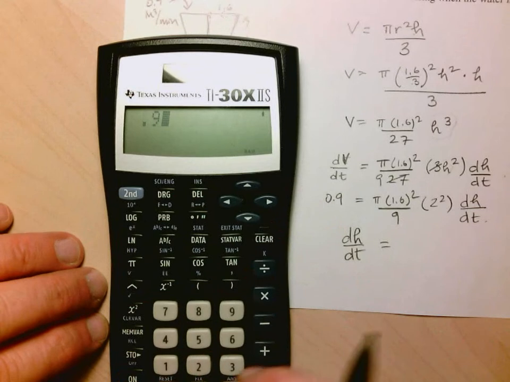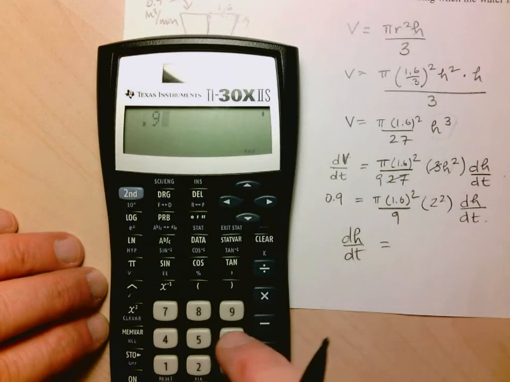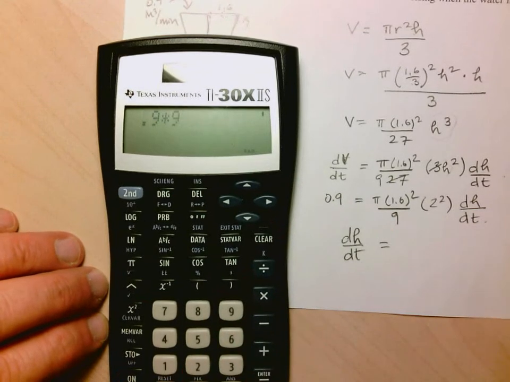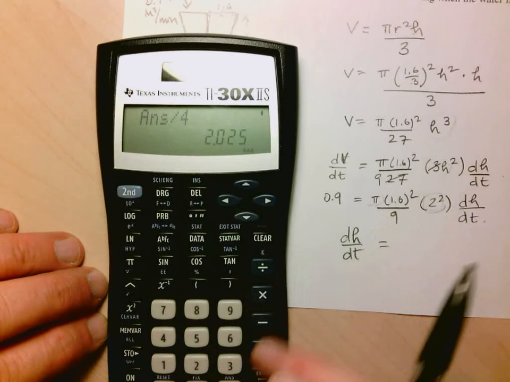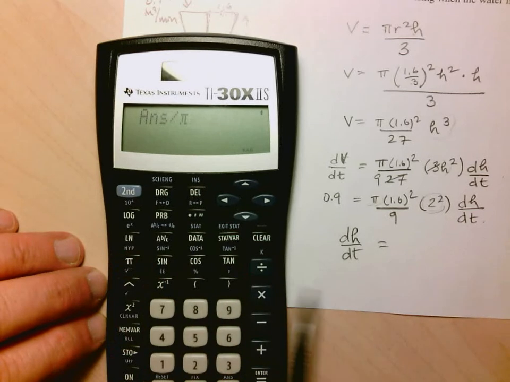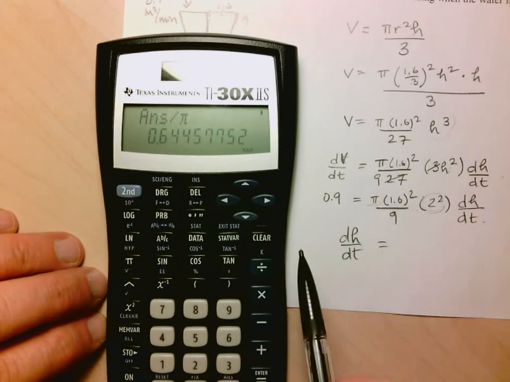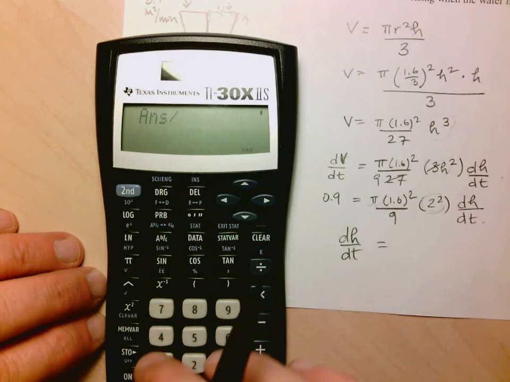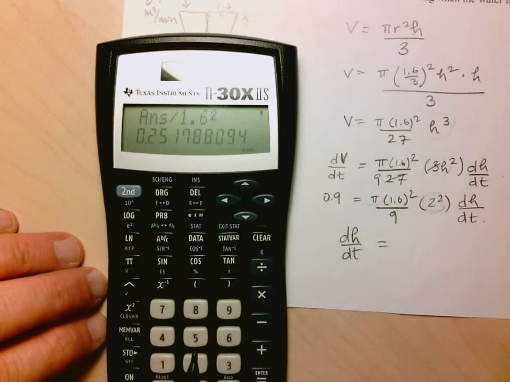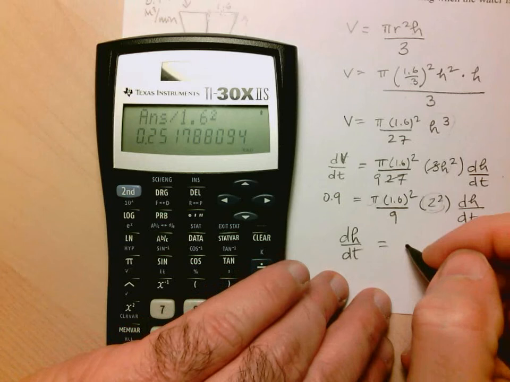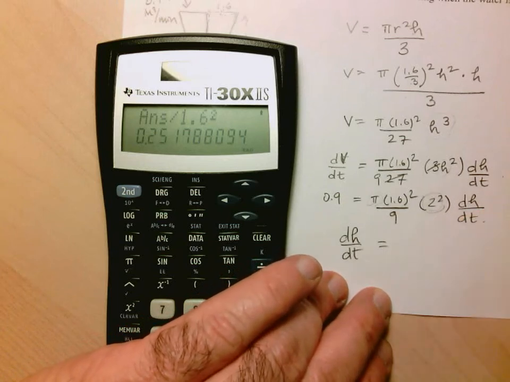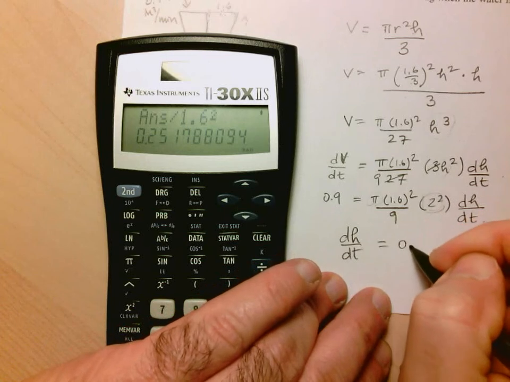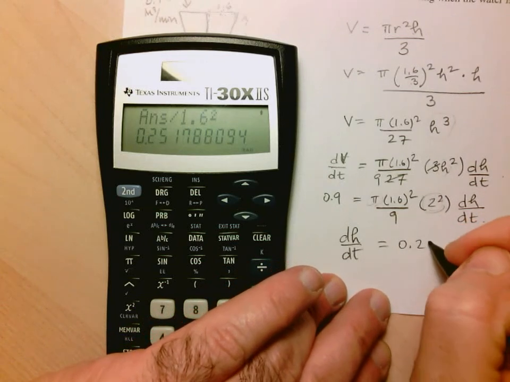Now I can solve for dh/dt, and let me do this carefully on my calculator. Let's start with 0.9, and I'll bring the 9 over to the other side, so times 9. Then I'll divide by 4, then I'll divide by pi, and then I'll divide by 1.6 squared. Here it looks like we get 0.25. We'll take it to 2 decimal places.